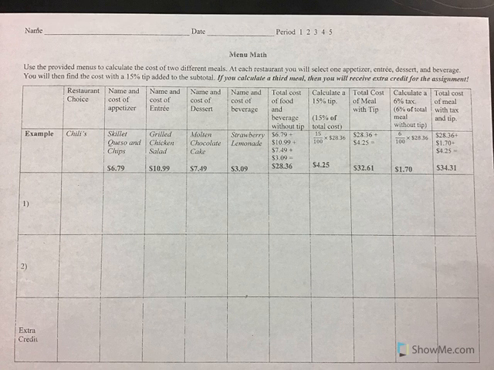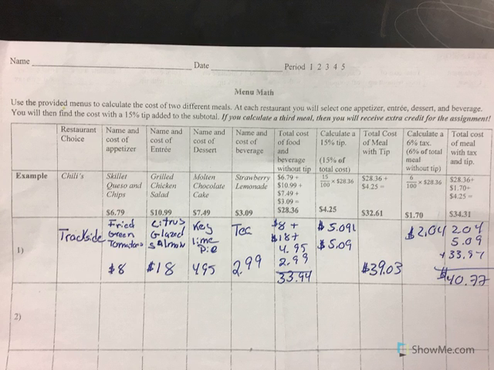Okay, this was the sheet that we worked on. I chose one from Kennesaw to do, so the one from Kennesaw was not one of the choices for you. The one that I did for you in class was a Trackside Grill, which is in Kennesaw. The first thing, I wrote down my appetizers, so I had fried green tomatoes, which was $8. I had the citrus glazed salmon for $18, and then the key lime pie for $4.95, then a tea for $2.99. The first thing I had to do was to add all of these up.